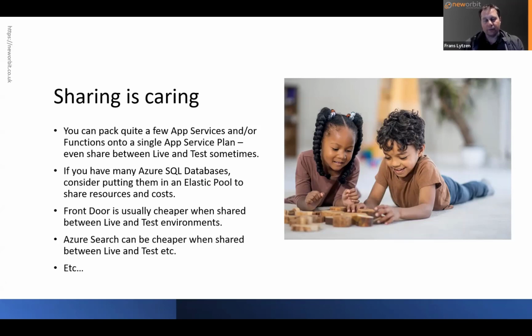You can save a lot of money by just having one or two shared app service plans and packing everything onto them. There are some clever features that you can use. Some are in the portal, some you have to use PowerShell to do, to control the scale of individual apps, but you can actually control how each individual web app scales with the app service plan, and all sorts of clever stuff. The other one is if you have many Azure SQL databases, say more than 10 or 20.